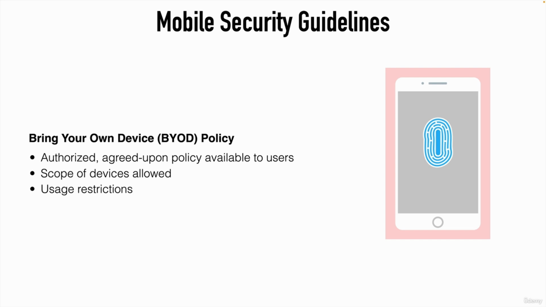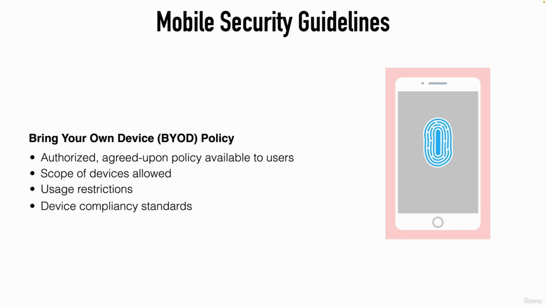We may also want to outline restrictions for the usage of these devices. For example, depending on the business sector that we're in, we might limit users to not using photo or video recording capabilities while on the enterprise network, or maybe the use of personal email or text messaging. These can be vectors for attackers to enter our enterprise network.